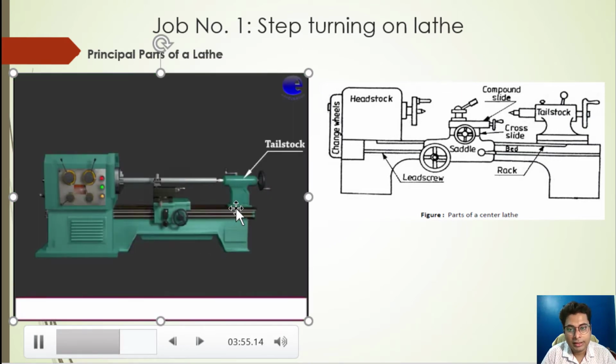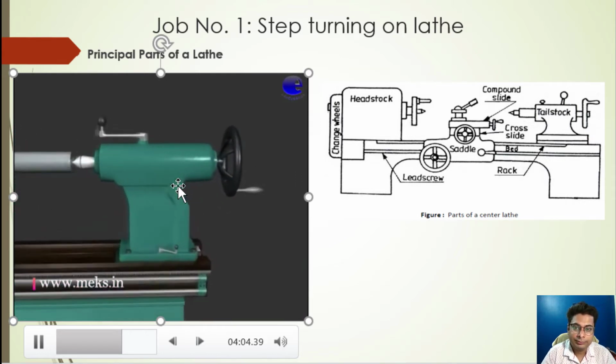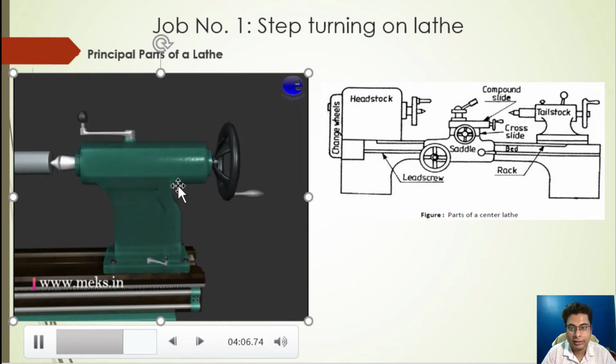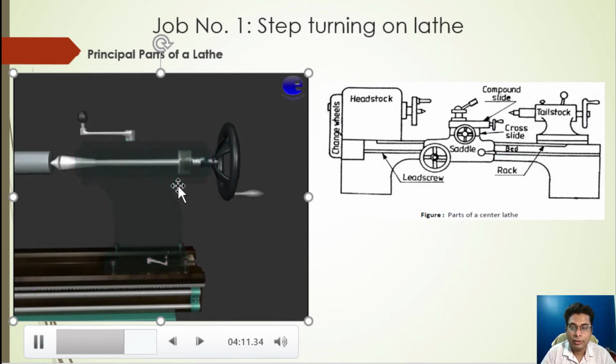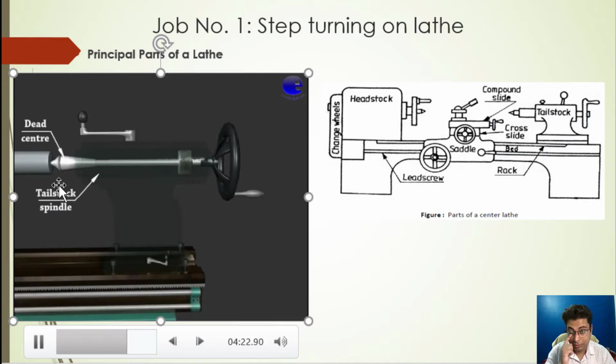This is the tailstock. Tailstock is generally used in order to support a bar when it is having higher length. Otherwise, there will be a cantilever effect which will result in wobbling of the workpiece. Basically, it won't be rotating parallel to the axis of the main spindle. See, this workpiece is supported by the dead center of the tailstock.